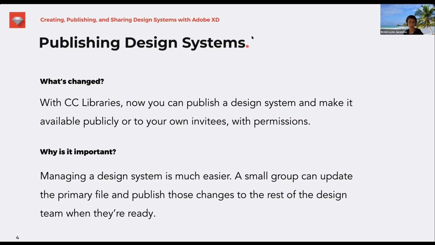The new piece that they've added is publishing design systems. There are already libraries within Creative Cloud where you can store certain types of information, like a color palette or a set of icons. They already had this idea of libraries in existence, but now they've expanded that out into Creative Cloud libraries, and you can publish an entire design system and either make it available publicly or to your own company, for instance. And there are levels of permission.